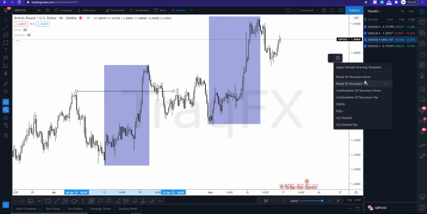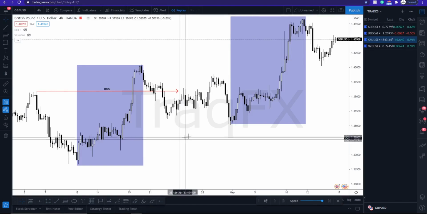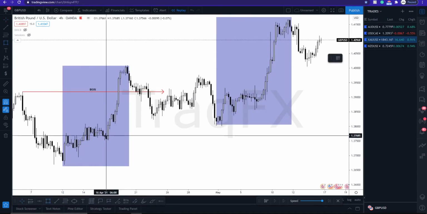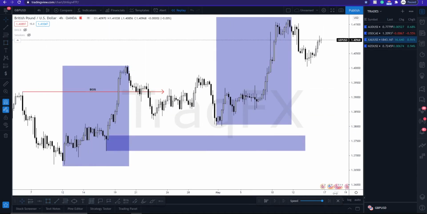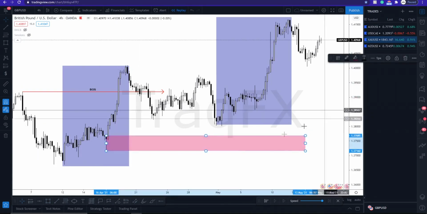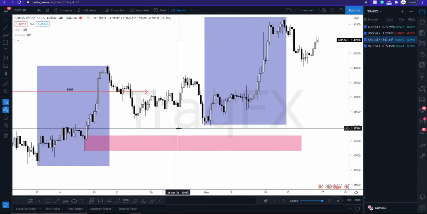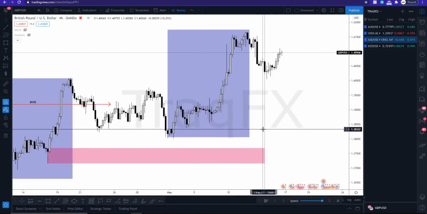Break of structure top right there. Now the second one, well, this is our first level of interest being right over here. I'll change this to pink, whatever. So this is one point of interest that we'd be waiting for price action to come back down into.